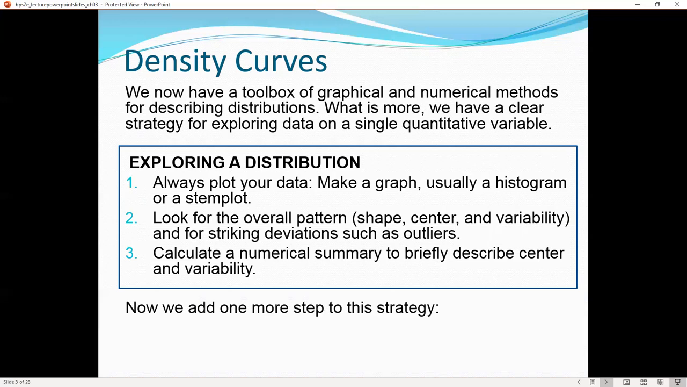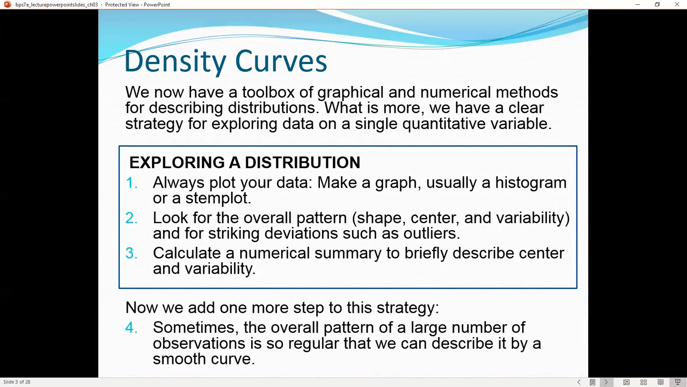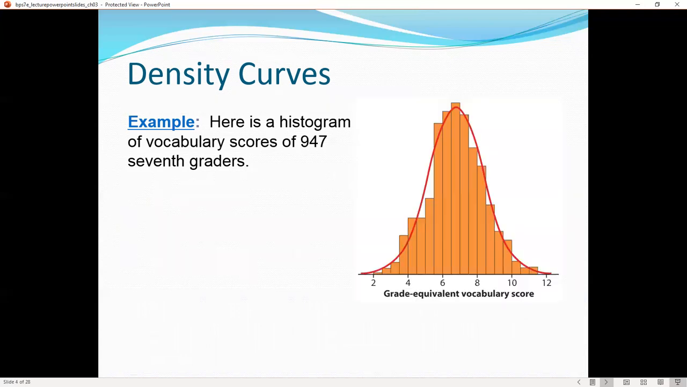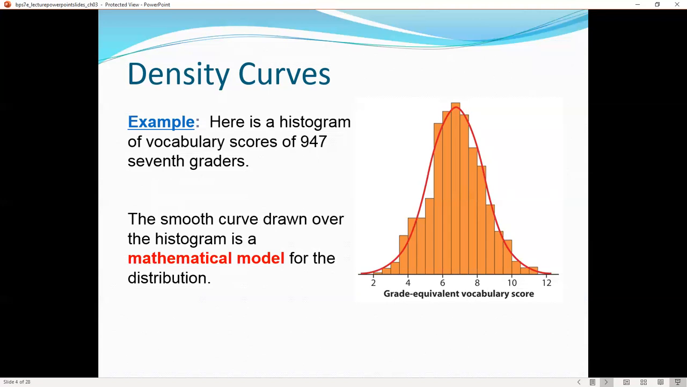Now we add one more step to this strategy. Sometimes the overall pattern of a large number of observations is so regular that we can describe it by a smooth curve. Example: here is a histogram of vocabulary scores of 947 seventh graders. The smooth curve drawn over the histogram is a mathematical model for the distribution.